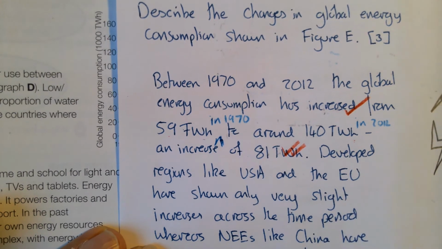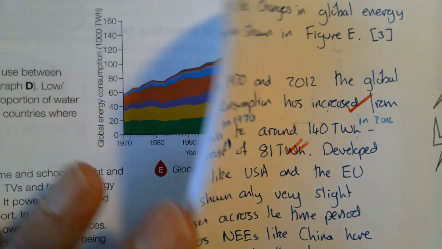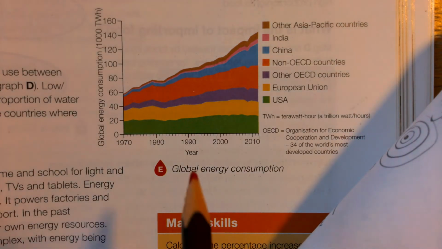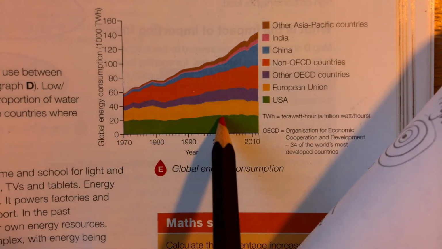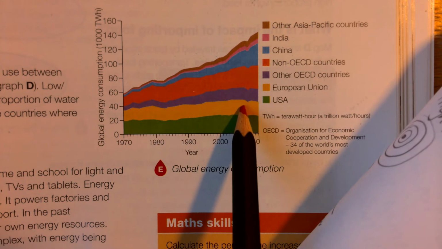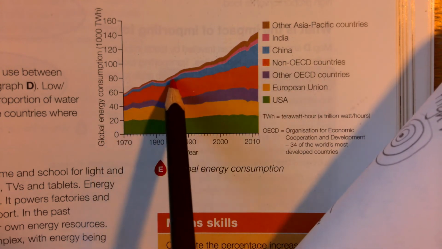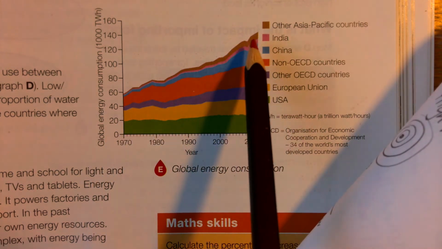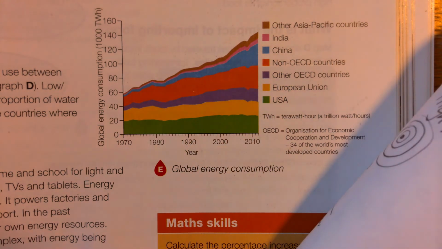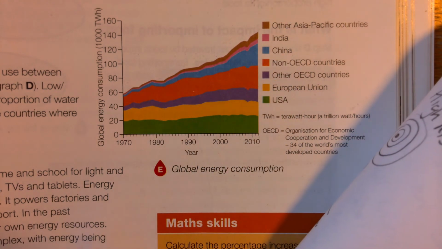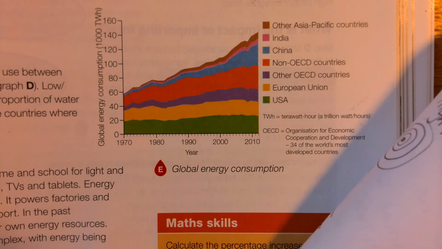Then go a little bit further and deep dive into what's happening. And if we look, we can see that some regions of the world don't really change very much, whereas others, notably China, increase a lot. You do not need to describe every single country block on the graph. Choose 2 that tell the main story and go with that.